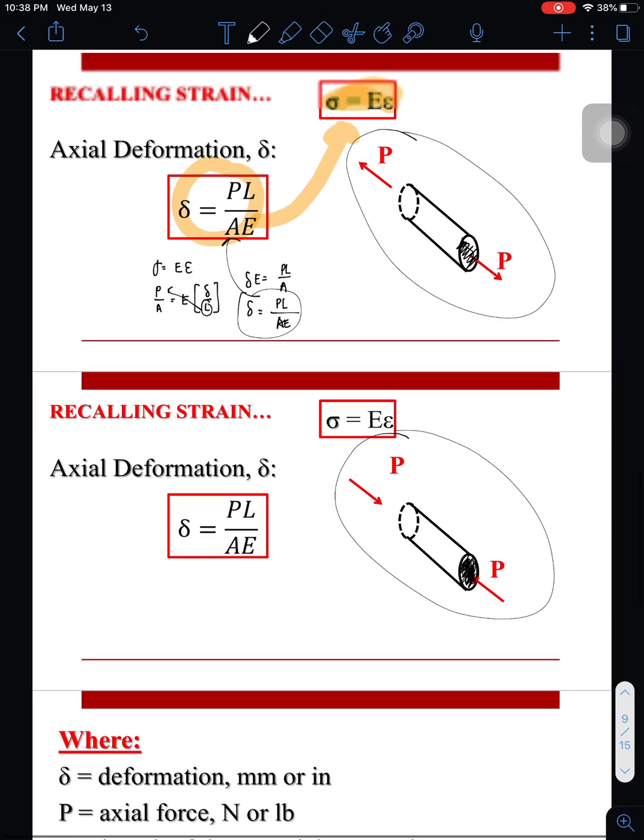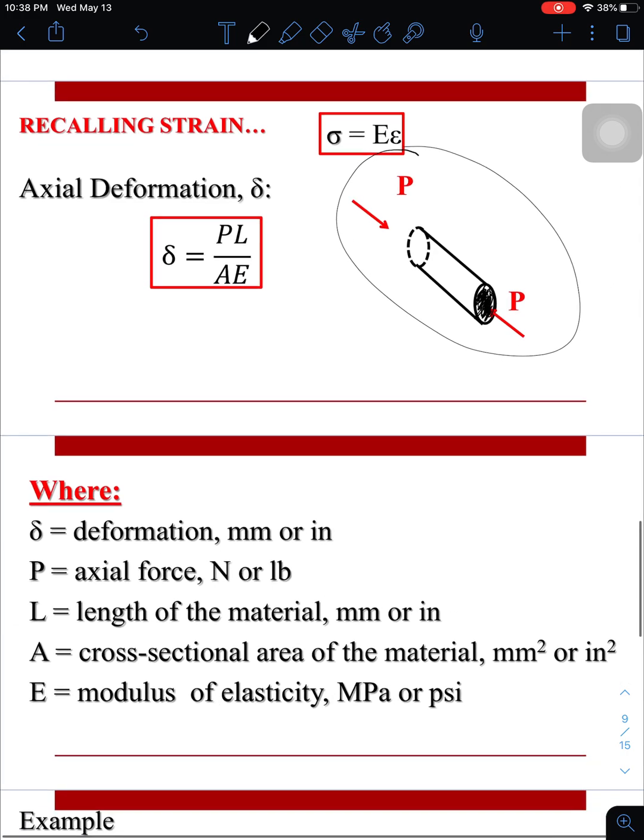Then axial deformation. Okay, so let's have this one, the summary of the elements. So we have deformation or delta, the small letter delta. Deformation is in mm or in inches. And then P is the axial force. That's either in newtons or in pounds. Then L is the length of the material in mm or in inches. And then A is the cross-sectional area of the material. And then E is the modulus of elasticity. That's in megapascals or in PSI.